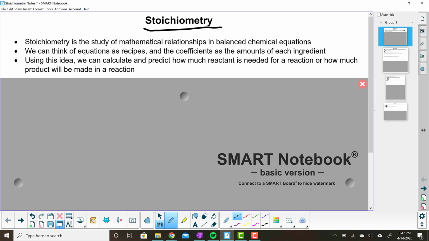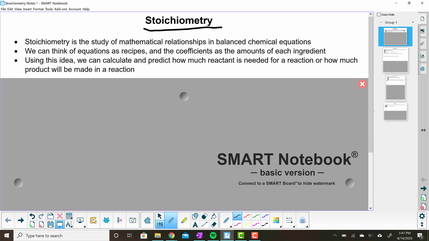We can think of equations as recipes. When we started talking about chemical reactions, I introduced you to the idea that in a reaction we have the ingredients, or the reactants, and the product, the thing that we make, that we produce. We can think of these chemical reactions as recipes. And when we balance those equations and add coefficients, those coefficients are like how much of each ingredient we need in order to make our final product.